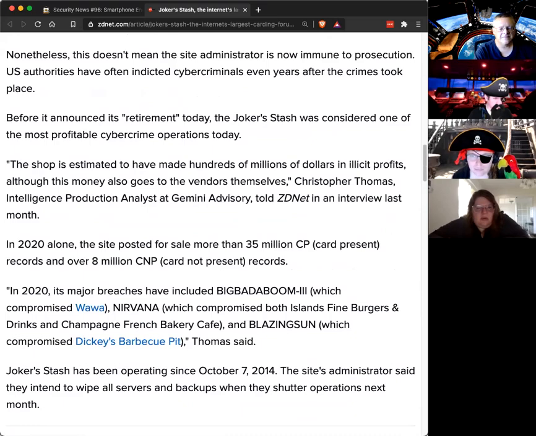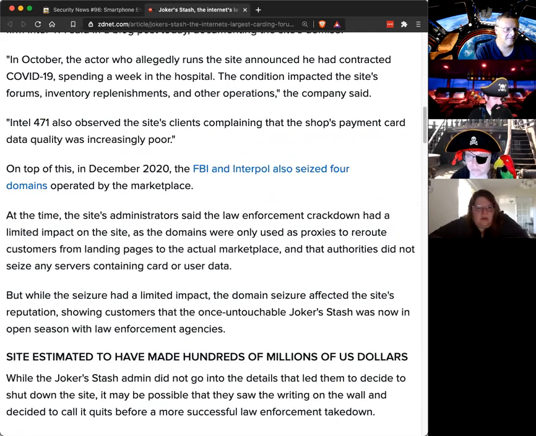But more recently, they've been having problems. Apparently, the quality of the card information has gone down significantly in the past several months. And they also had some legal problems. Some of their domains got taken down by the FBI, but they managed to get those back up and running. But apparently, they're feeling some heat. And the owner and admin of the site said that he recently had COVID, and so it was time for him to step away. At some point, he's going to have to hide.